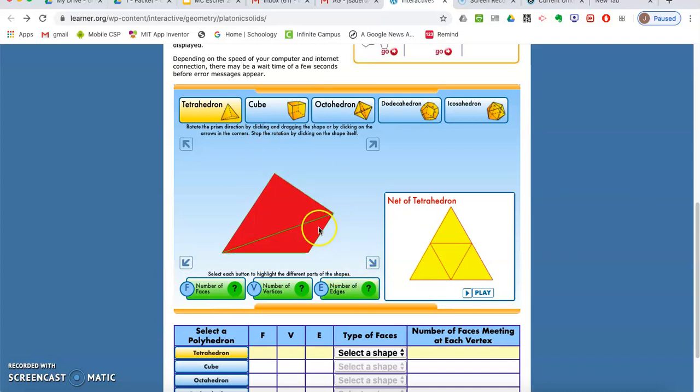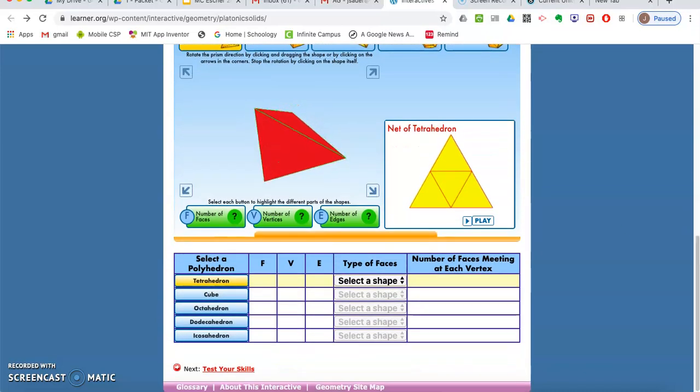Number of edges, it just kind of highlights the edges in green. So I don't know if that's super helpful. I think the net is the most helpful to answer the questions. We're going to do the first row of this table together.